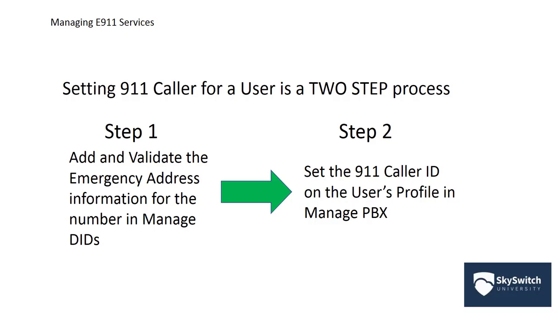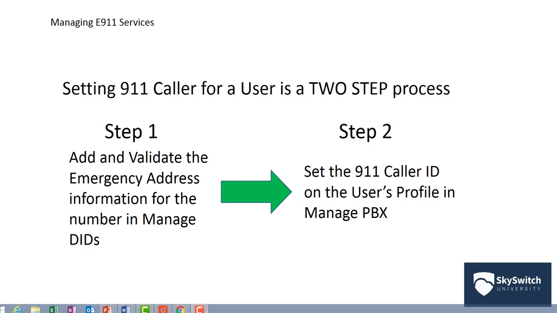Now, in setting up 911 services, there are two steps. Step one is to add and validate the emergency address information for the number in Managed DIDs. Then step two is to set the 911 caller ID on the user's profile in Managed PBX. So now let's look at adding and validating that emergency address information.